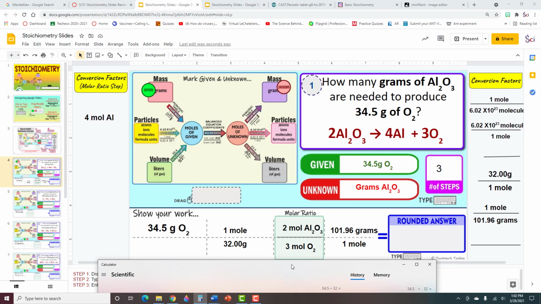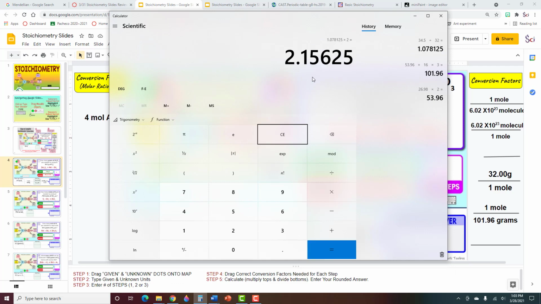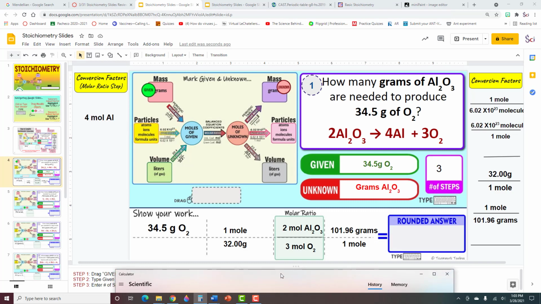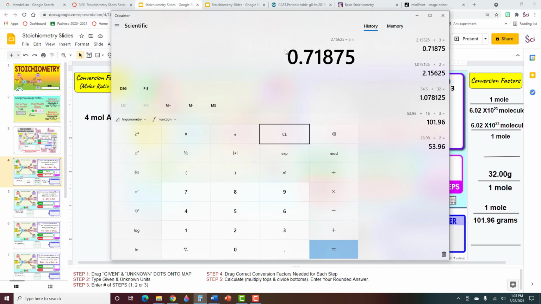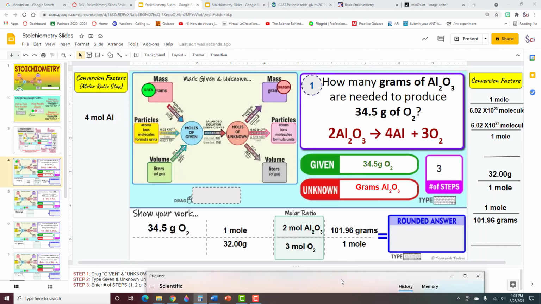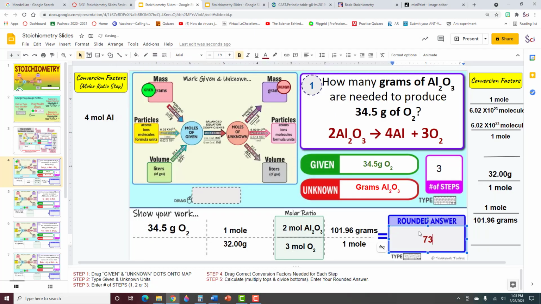Alright, just leave that there. Then the next division bar is times 2 on the top, and then divide by 3. So times 2, divide by 3. Leave that there. Then I multiply by 101.96 on the top and divide by 1. Alright, and then that is your answer, 73.28. So just round to two numbers after the decimal, and then include units, so that'll be grams of Al2O3, which is what they asked me for.